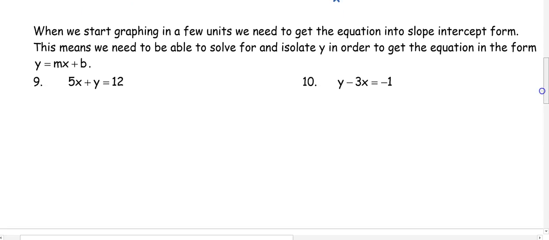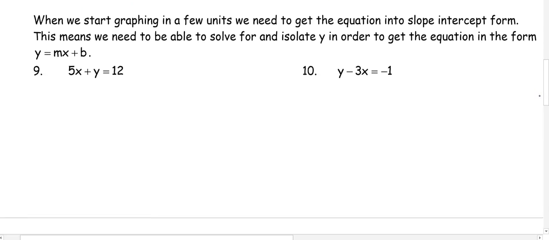When we start graphing in a few units from now, a skill that we need to have is to be able to put an equation into slope-intercept form. So this means we need to solve and isolate for y to get the equation in the form of y equals mx plus b. So y should be by itself, and the x term and the constant need to be on the other side. So in number 9, we need to isolate the y.